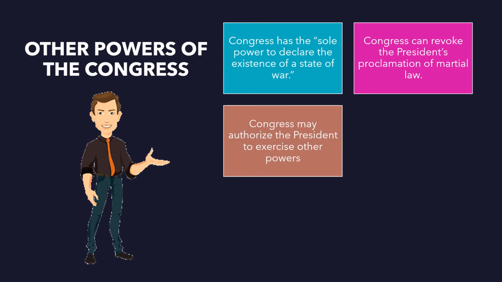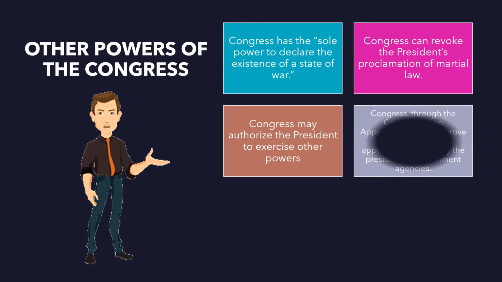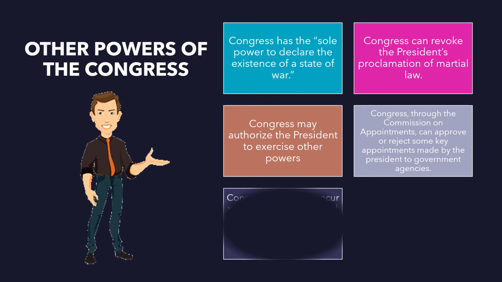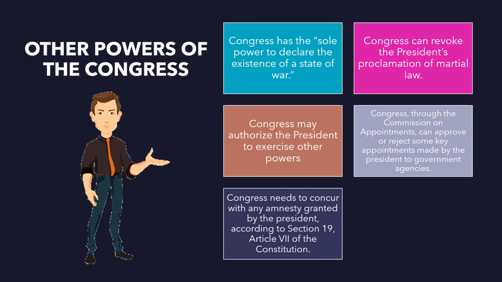Congress may authorize the President to exercise other powers to carry out a declared national policy for a limited period and subject to restrictions in times of war or another national emergency. Congress, through the Commission on Appointments, can approve or reject some key appointments made by the President to government agencies. Congress needs to concur with any amnesty granted by the President according to Section 19, Article 7 of the Constitution. A vote of majority of all members is needed for this.